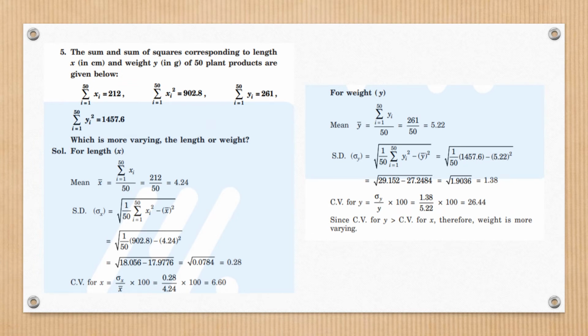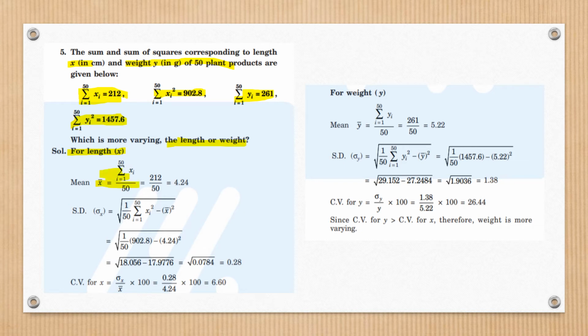Number 5: the sums of squares corresponding to length x in centimeters and weight y in grams of 50 plant products are given below. This is summation xi, this is summation xi square, this is summation yi, this is summation yi square. How many terms are there? 50. Which is more varying, length or weight? So let us see. Start with length x. No table is to be framed as the values have already been calculated.